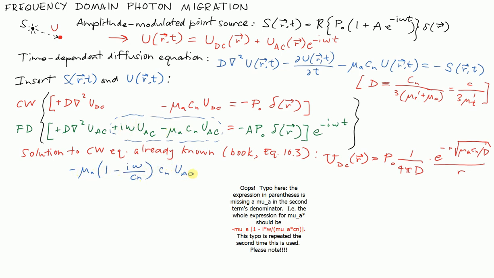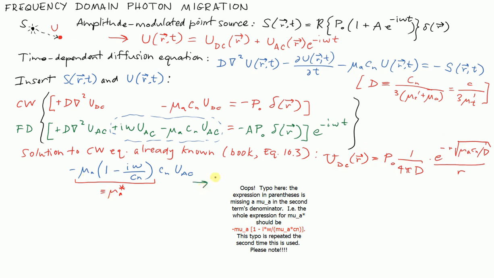So what you'll notice is that the CW equation has minus mu A Cn times dc, and the frequency domain equation has minus this thing times Cn times UAC. If we define that to be what's called mu A star, this complex number that's simply a multiple of a complex number times mu A, I could immediately plug that in to this expression, and just where I see the mu A show up, I stick in mu A star. So that's exactly what we're going to do.